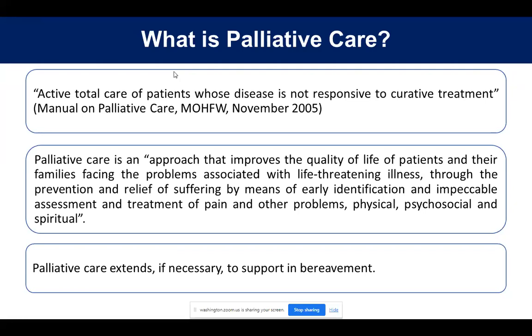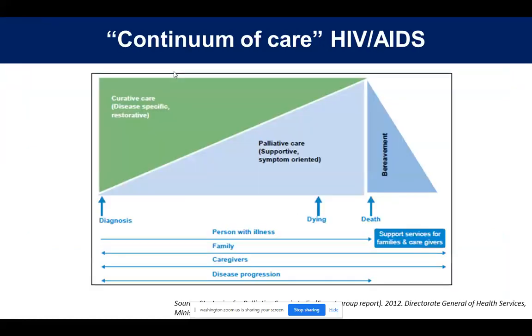Palliative care improves the quality of life of the patient and the family member. The family member here could be the spouse, the patient's parents, or their children. It improves the quality of life from a life-threatening illness by preventing and relieving the suffering, and we do it by early assessment and treating the pain and other problems, physical, psychosocial, and spiritual. So palliative care extends beyond the life of the patient. Not only is the patient suffering, the caregiver is also suffering.